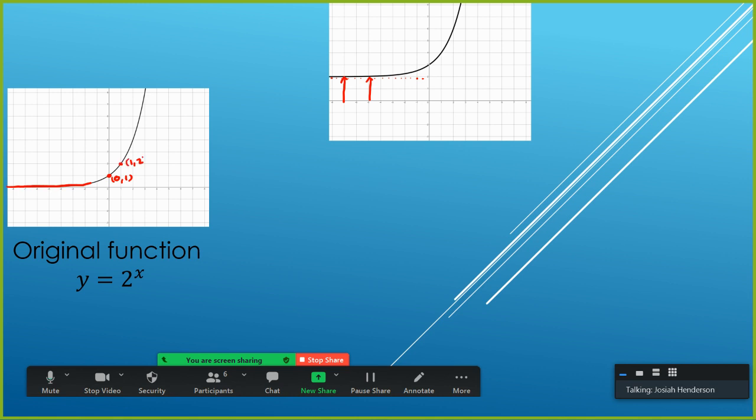Now if we look for where it's crossing in those whole numbers on the new graph over on the right, I see the y-intercept is right here. What is that? (0, 3). And the next point where it's crossing whole numbers looks like (1, 4). So if we compare those points, the y-intercept started at (0, 1), and now it's at (0, 3).